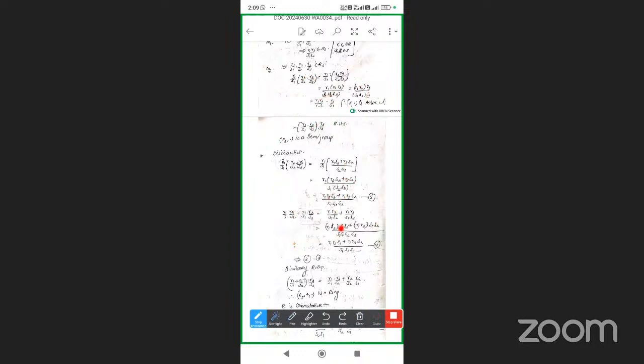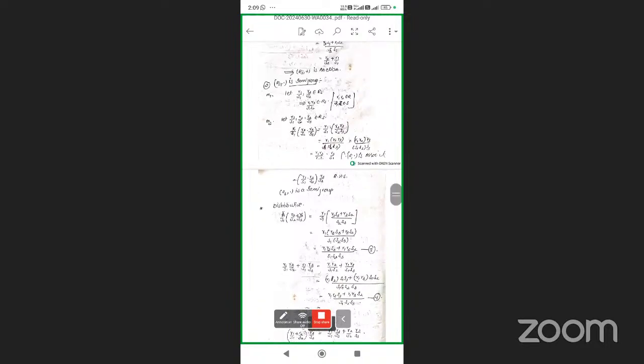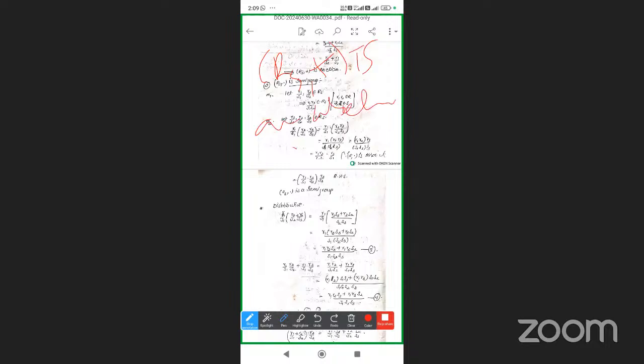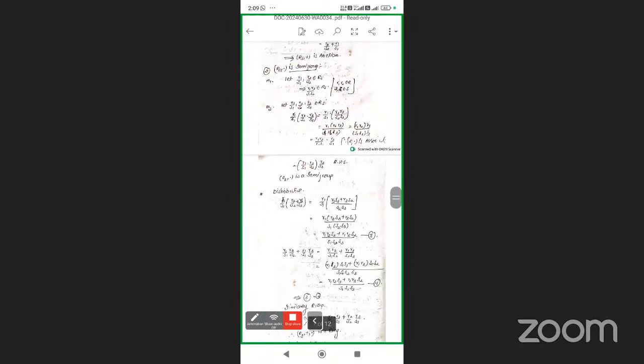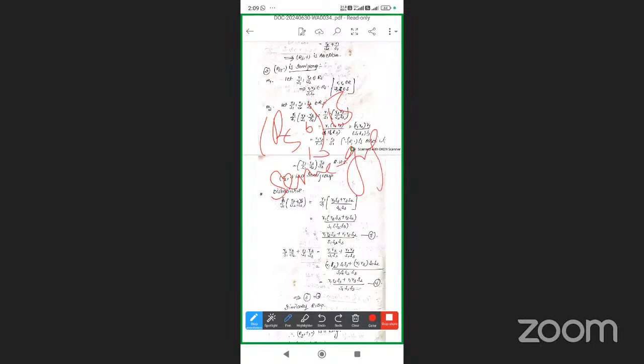Totally, RS with plus is an abelian group. Next, RS with dot is a semigroup. So RS comma dot is a semigroup.